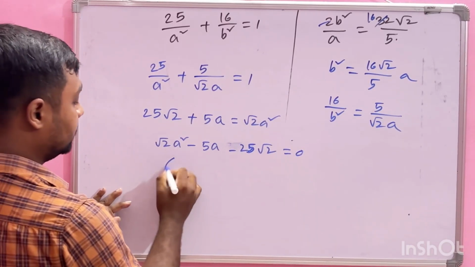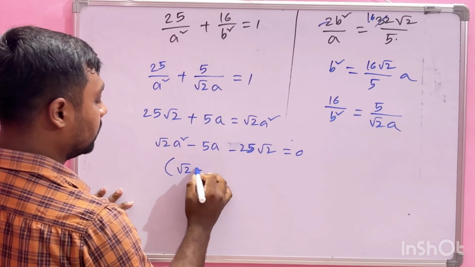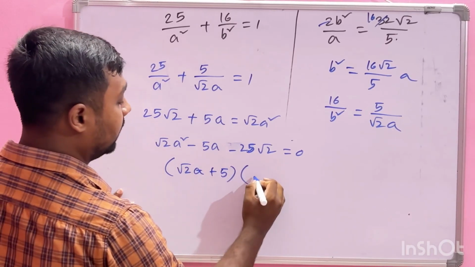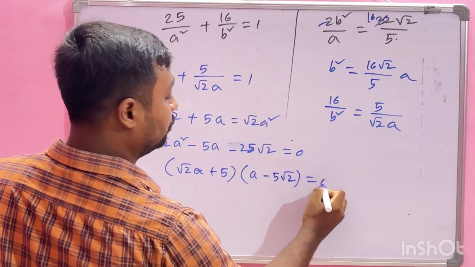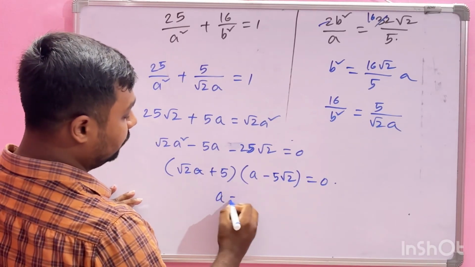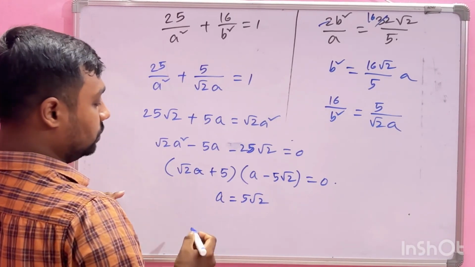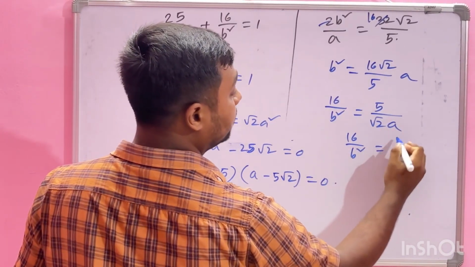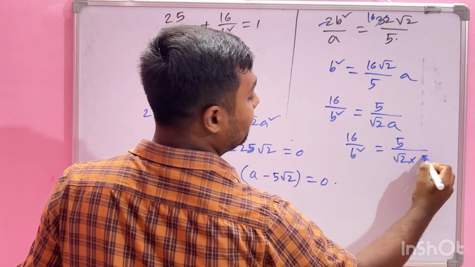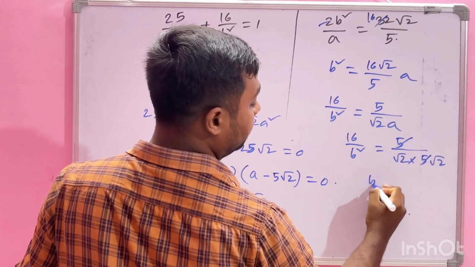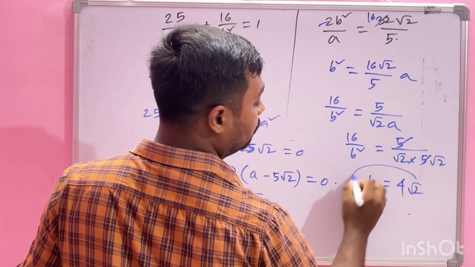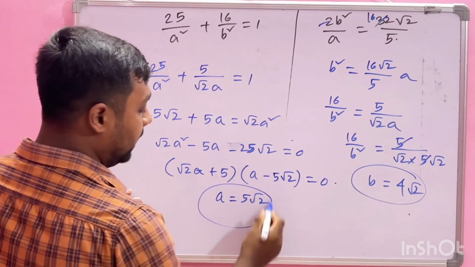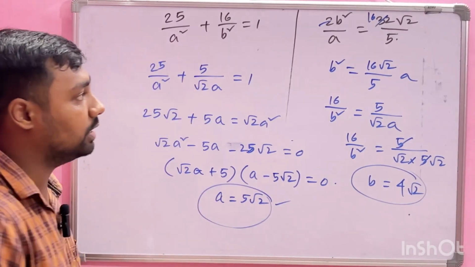Factorizing this, we get (a minus 5√2)(√2a plus 5) equal to 0. So from here we get a equal to 5√2. Substituting this value here, we get 16/b² equal to 5/(√2·5√2), so b equal to 4√2. So b equal to 4√2 and a equal to 5√2 is the correct answer.